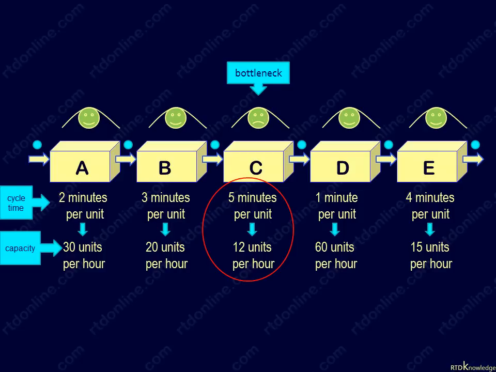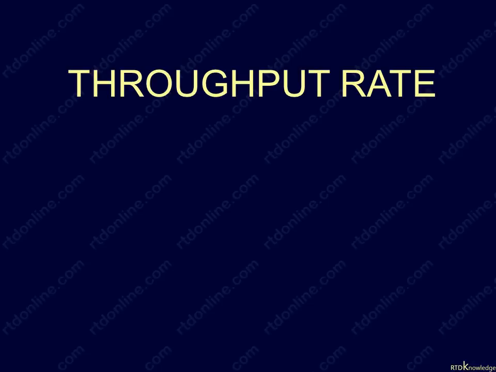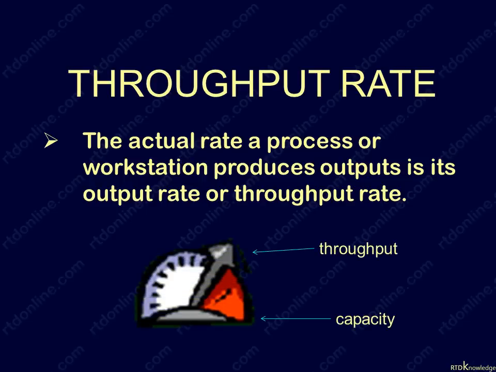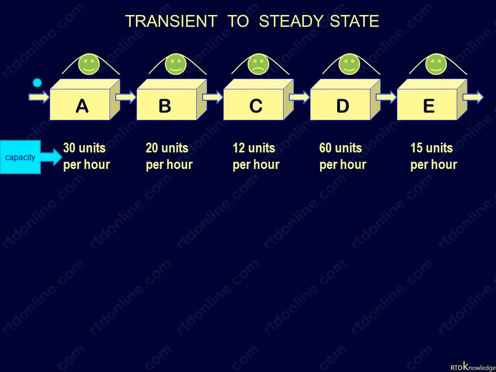The next concept we will learn is throughput rate. The actual rate a process or workstation produces outputs is its output rate or throughput rate. The maximum throughput rate of a process or workstation is its capacity. Let's now see how the bottleneck or throughput rate will decide the process cycle time and capacity.